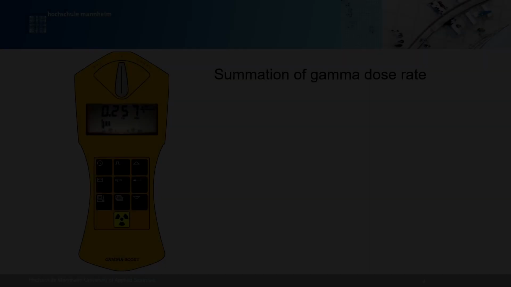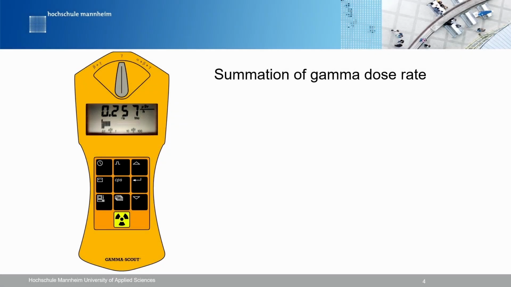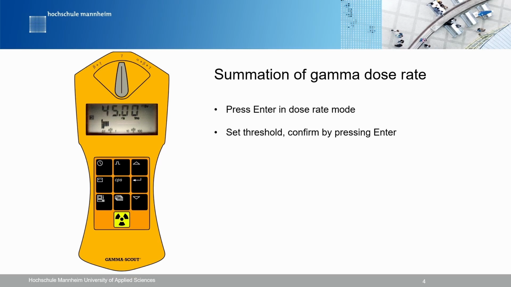The Gamma Scout is an instrument which estimates the dose rate from counting measurements with regard to the gamma radiation of the nucleus of cesium-137, without considering the source which is actually present. To calculate the cumulative dose, dose rate values are summed up over time. In the dose rate mode, access the Gamma Scout sum menu by pressing the Enter button. Using the 2 arrow buttons, the first step is to set a warning threshold.